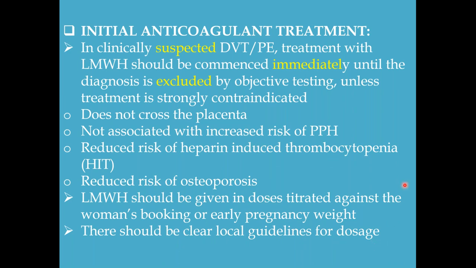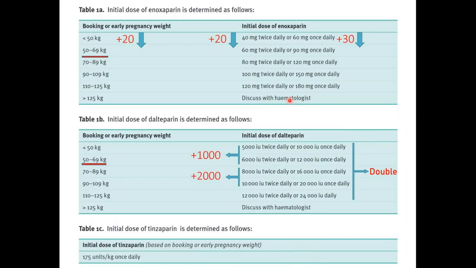This is about the initial anticoagulant treatment. Here, we talk about the initial dose of enoxaparin determined as follows. First, we talk about the prophylactic dose. Here, we'll talk about the therapeutic dose, in case of enoxaparin, dalteparin and tinzaparin.